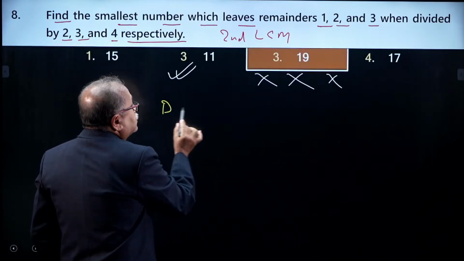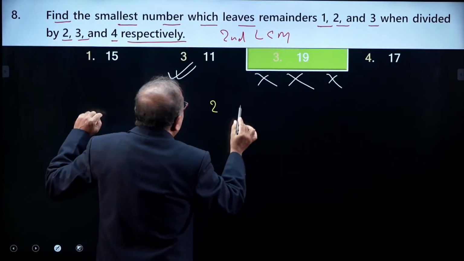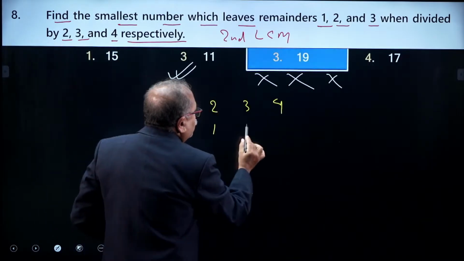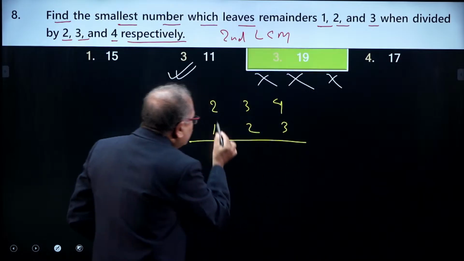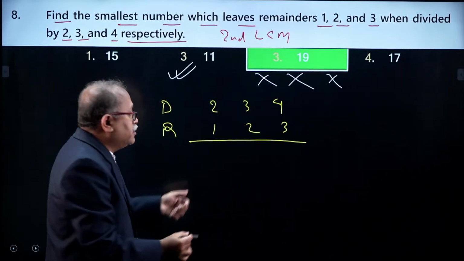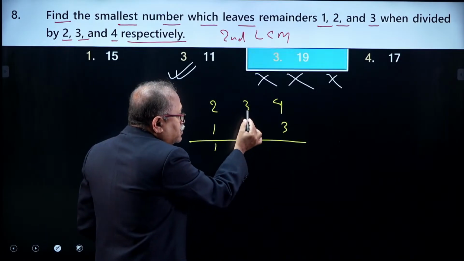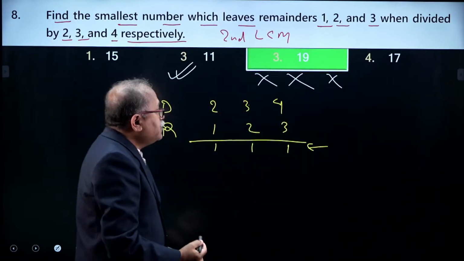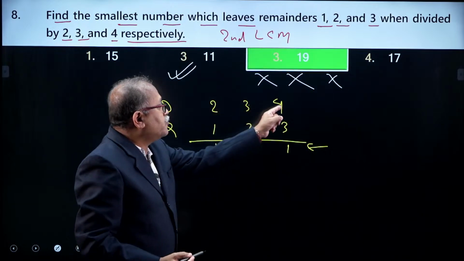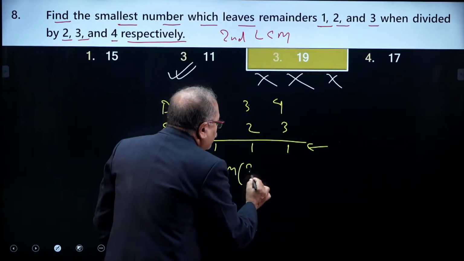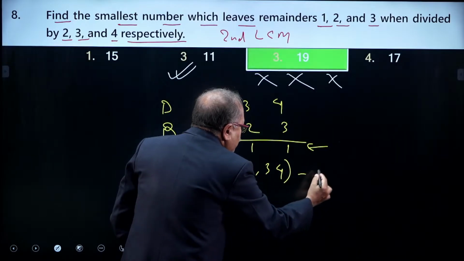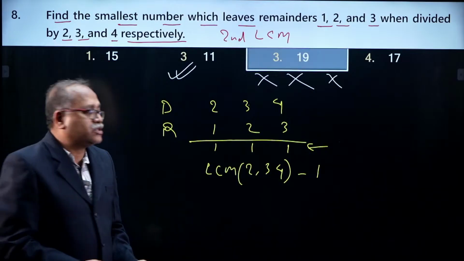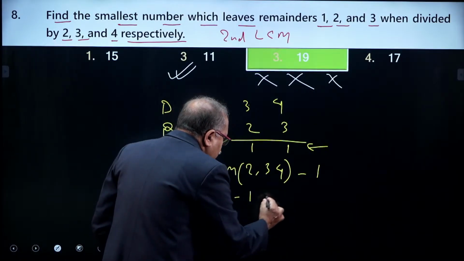Okay. Let's check how I will answer the question. So, we have the divisors 2, 3 and 4, and the respective remainders 1, 2 and 3. If you take the difference, divisor minus remainder, here it is 1, 3 minus 2 is 1, 4 minus 3 is 1. So, that means I need to take the LCM of 2, 3 and 4, and from there take out 1. The LCM of 2, 3, 4 is 12. So, 12 minus 1 is 11.